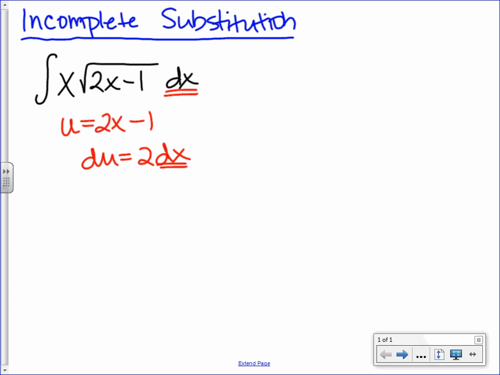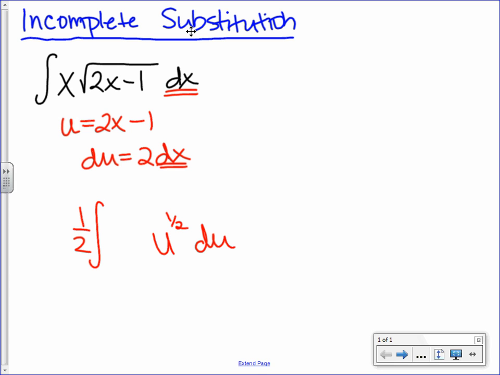We do. So we can go ahead and make that 1/2 du because it's 2. dx is 1/2 du. du is 2dx. Oh, okay. Nice. Light bulb. All right. Now this is, I'm going to write u to the 1/2.